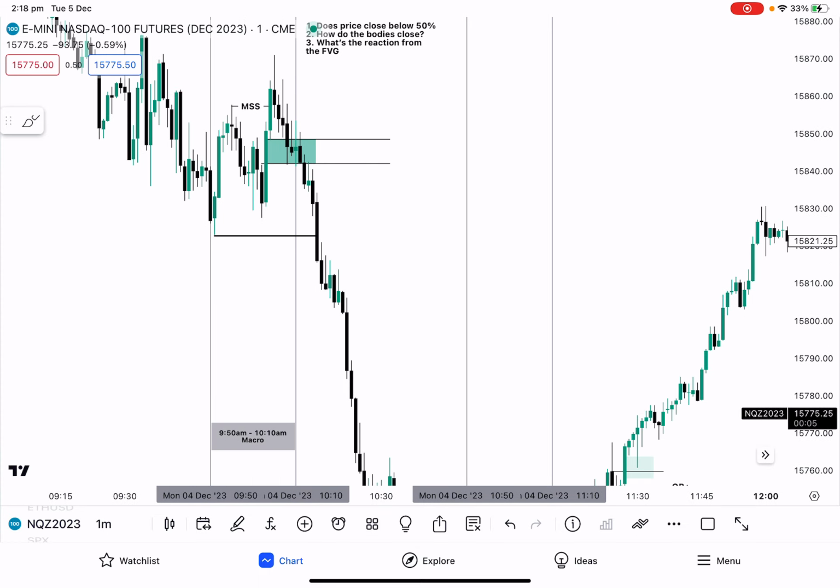And if you just traded macros only and you only looked for setups to form as a result of macros, the probability increases dramatically. So hope that helps.